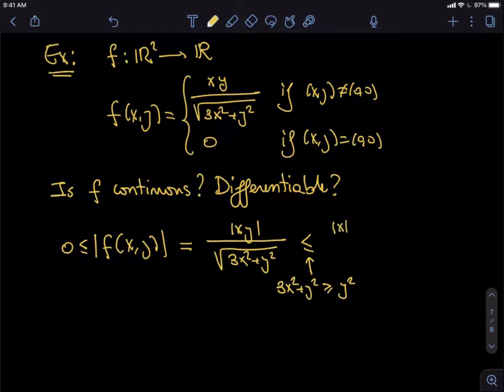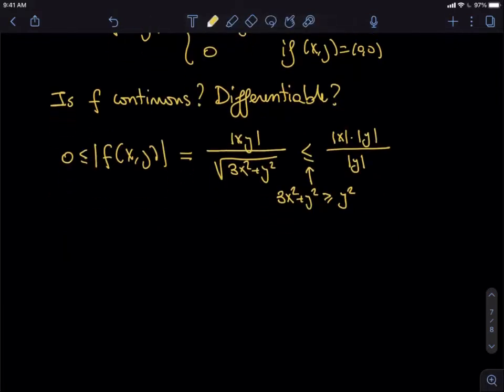We could take 3x squared, but just to get rid of the 3. So this is the absolute value of x times the absolute value of y divided by the square root of y squared, which is the absolute value of y. These two cancel, and the x that is left, when (x, y) goes to (0, 0), converges to 0. So we are good to go. So f is continuous at 0. That part is good.